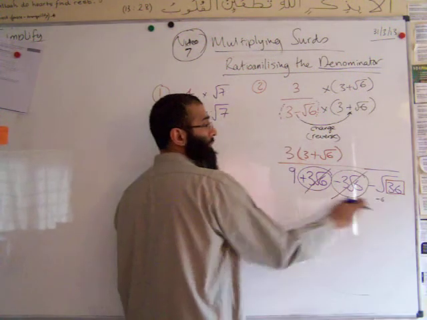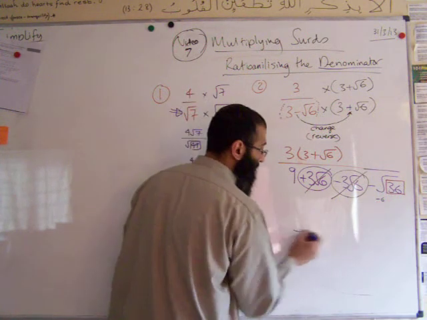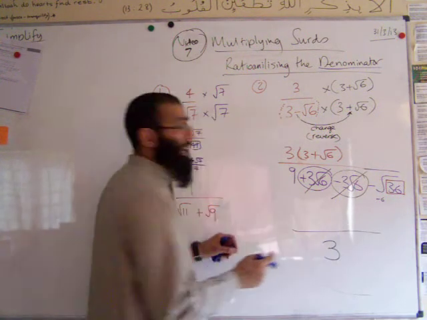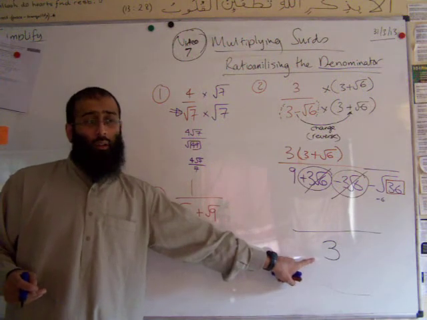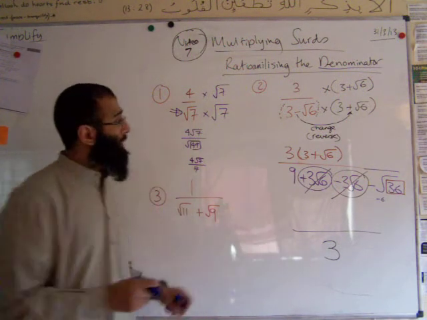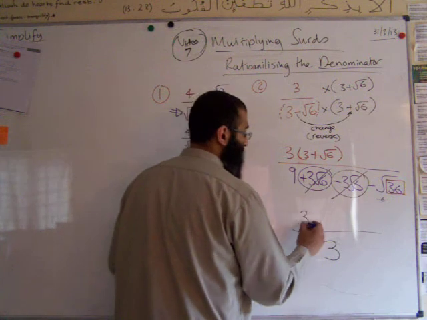So what's 9 minus 6? 3. So after all that we had on the bottom, we have now left just 3. Okay. And on the top?